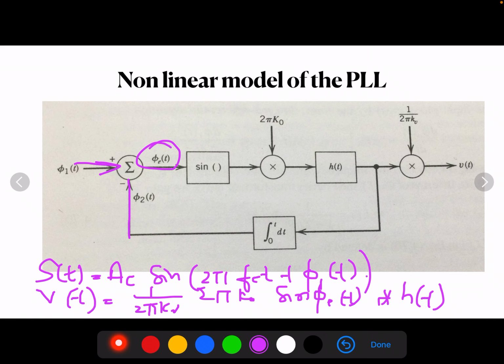So the multiplier, what we are seeing in the previous figure, is now replaced with the sinusoidal nonlinearity. In the previous diagram it was the VCO, now it is replaced with the integrator because of the sinusoidal nonlinearity. h of t denotes the filter here. Hence we call this the nonlinear representation of the PLL. For the same thing, we are generating a linear model.